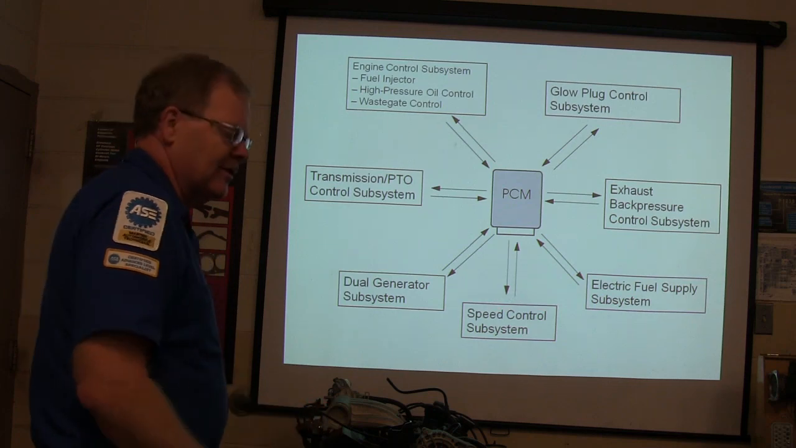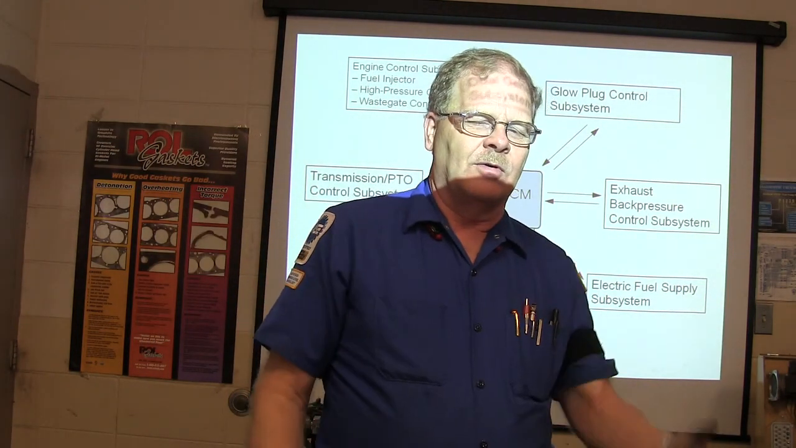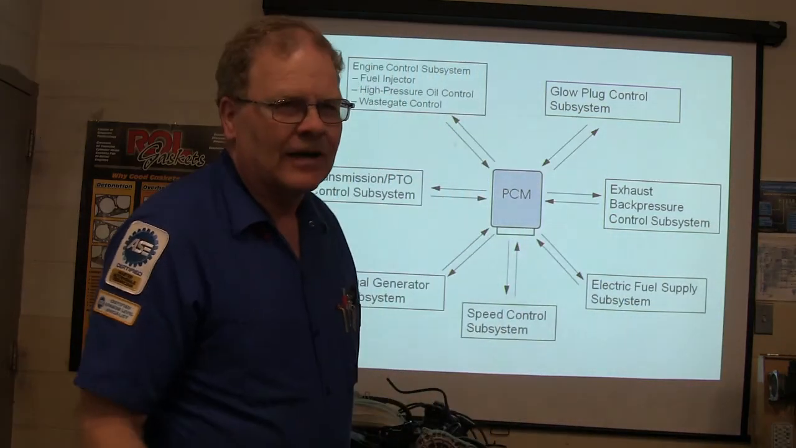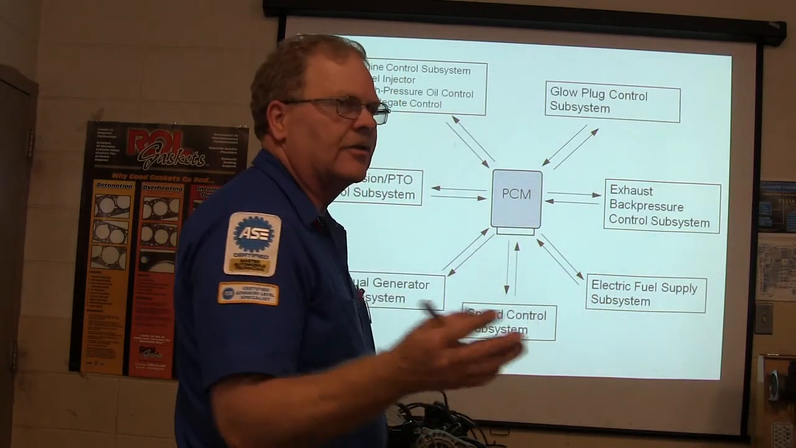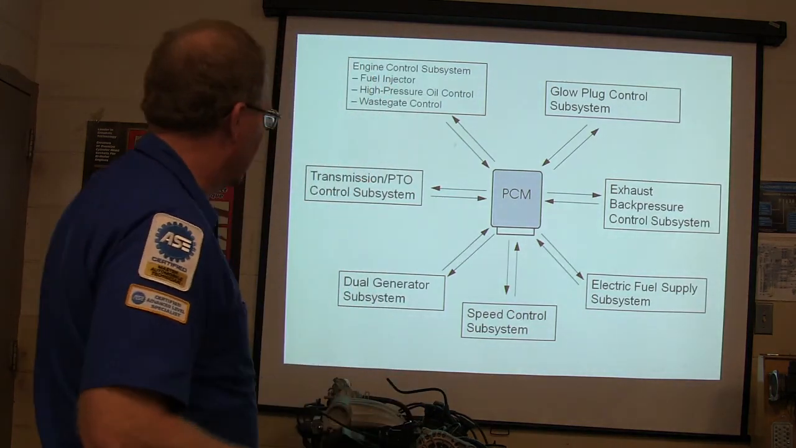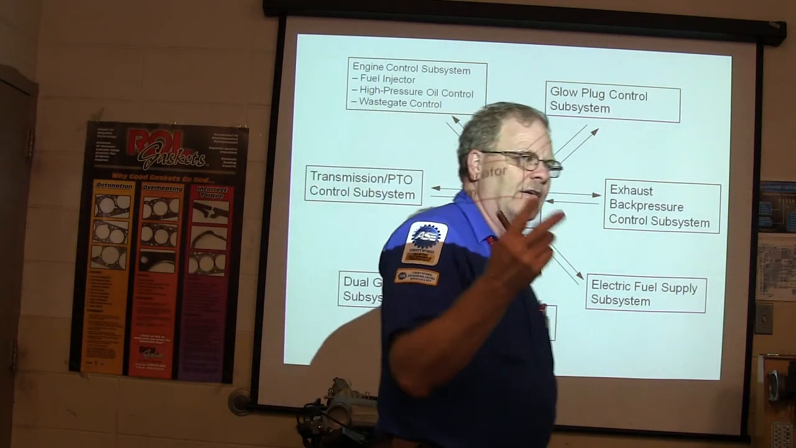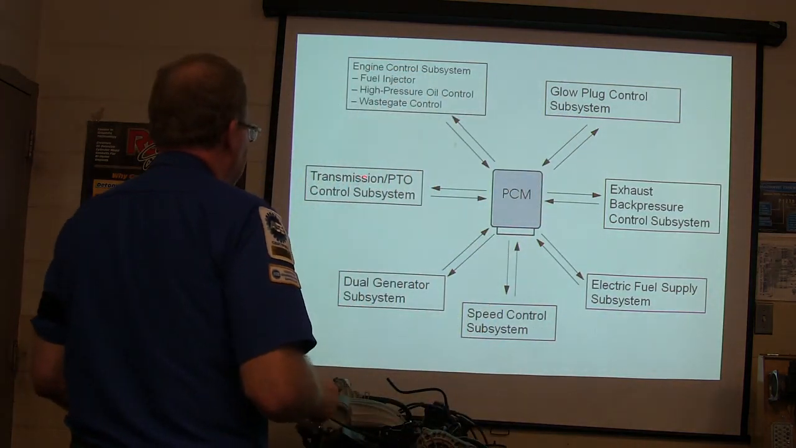Speed control subsystem. I used to put cruise control on some of these by just putting switches on the steering wheel and a brake pressure switch, because everything else was already built in. If it got speed control inputs, it would operate because there's no throttle cable, right? It's all electronic, drive-by-wire. Dual generator subsystem. Some of them have 2 generators on them, a generator down here and a generator up here. And transmission PTO control system.